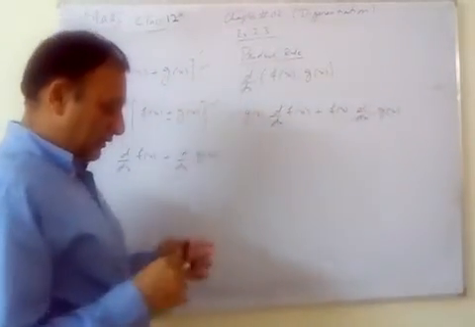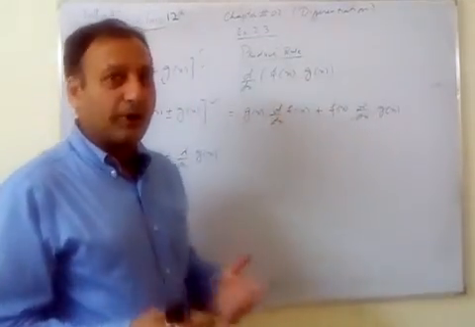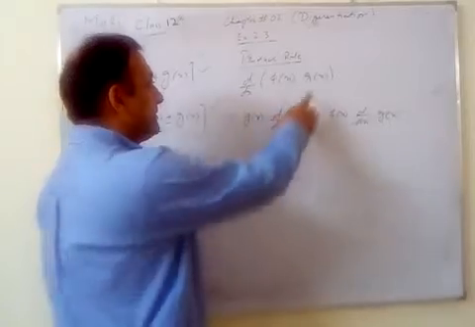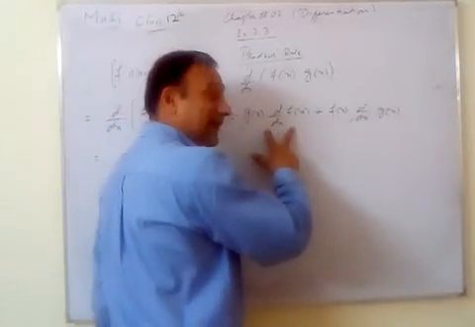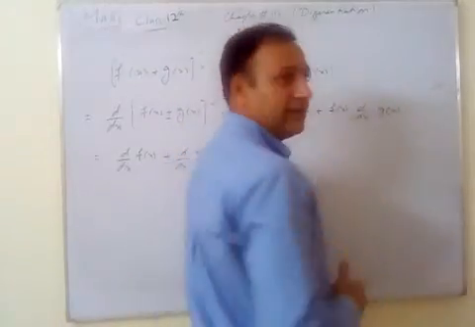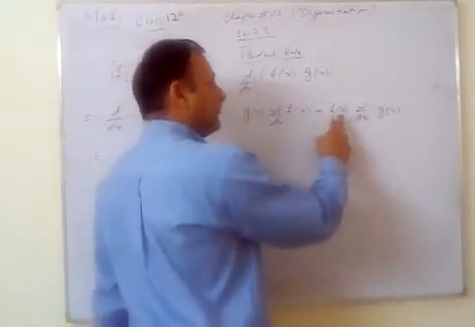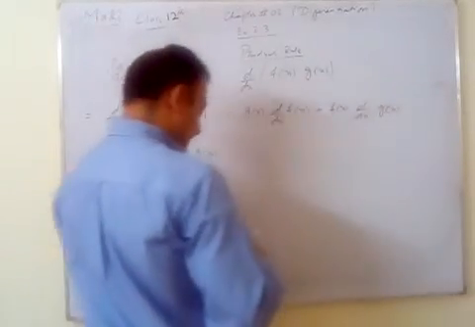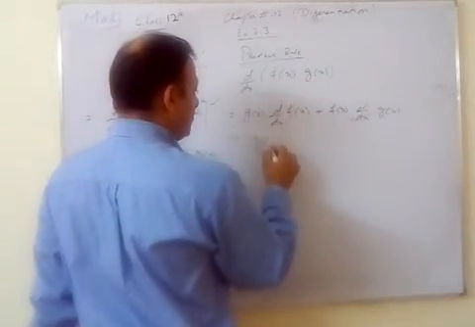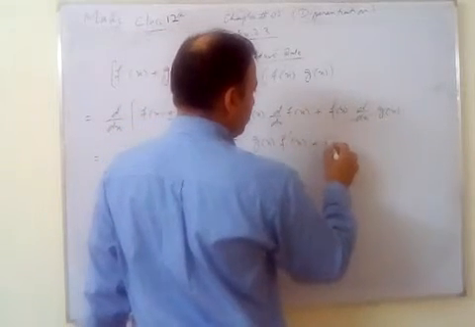This is the rule. When two functions are multiplying, if we have a product of two functions, then second function into derivative of first plus first function into derivative of second. Or we can also write this one in this way.